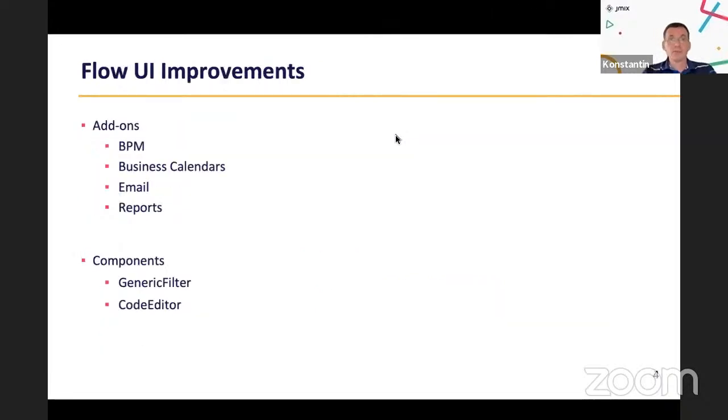So now let's move on to the features. We implemented Flow UI for BPM, business calendars, email, and reports add-ons. So now they are available for using in projects on Jmix 2.0. Let's take a look at the current UI of these add-ons.